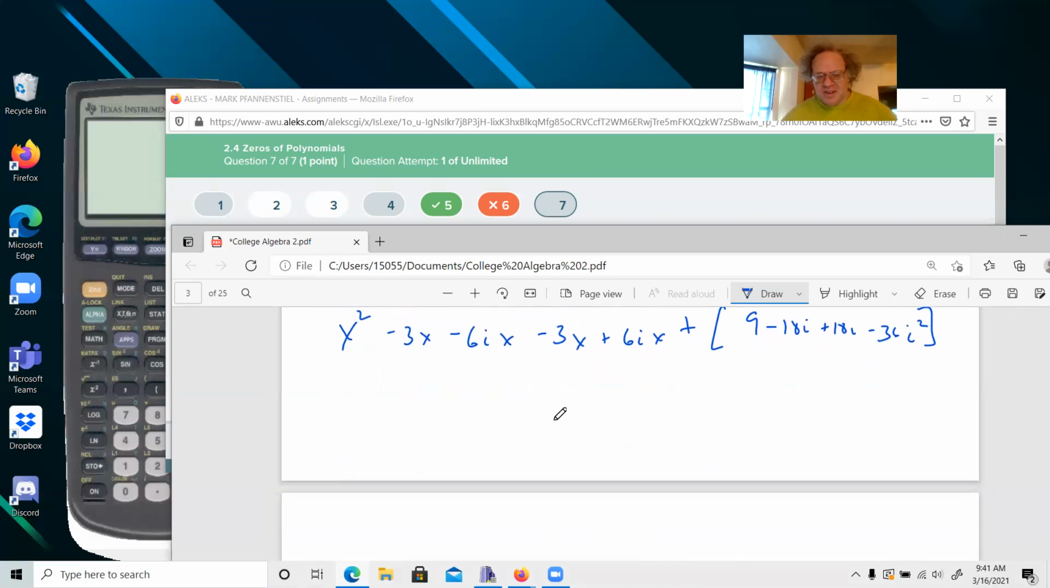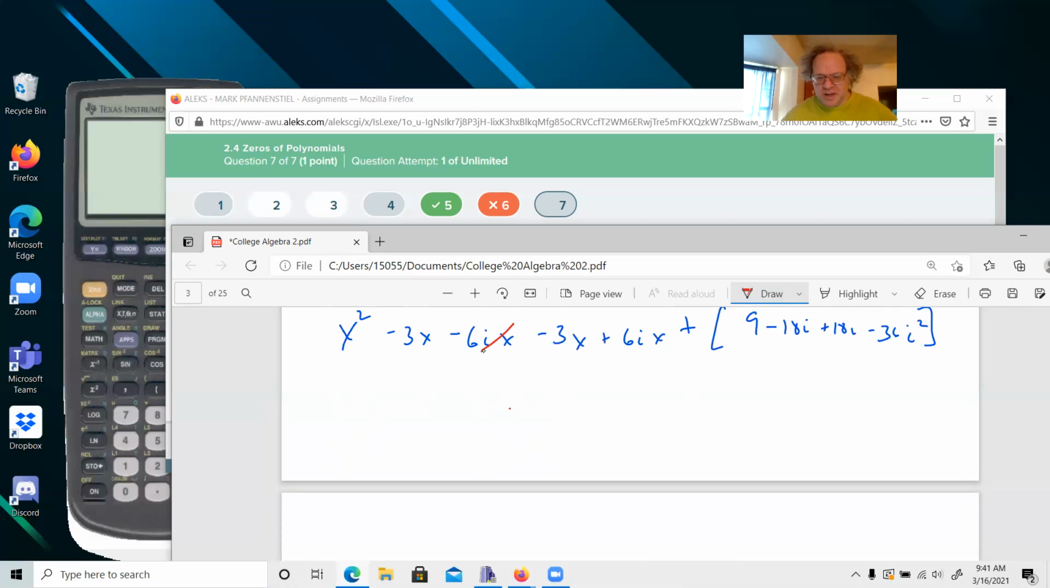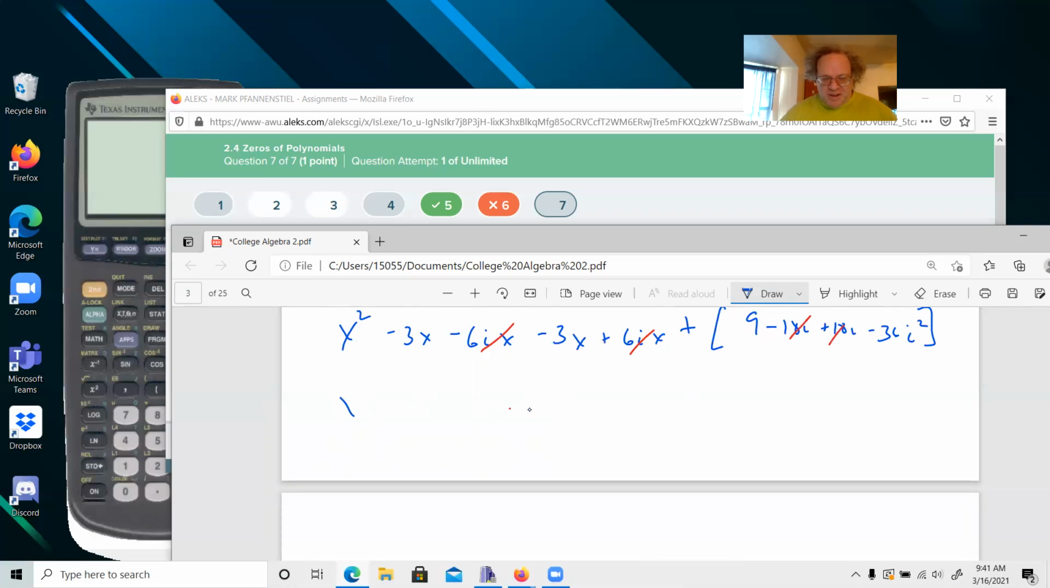So let's start combining some terms. You see that we have a negative 6i and a positive 6i here. So we have this one and this one, those are going to cancel. This one and this one are going to cancel. So here we have x squared. We have minus 3 minus 3, that's minus 6x rather. No i's. Plus, these canceled, so we have a 9 minus 36i squared. i squared is really negative 1. So we have 36 plus 9. I believe that's 45.